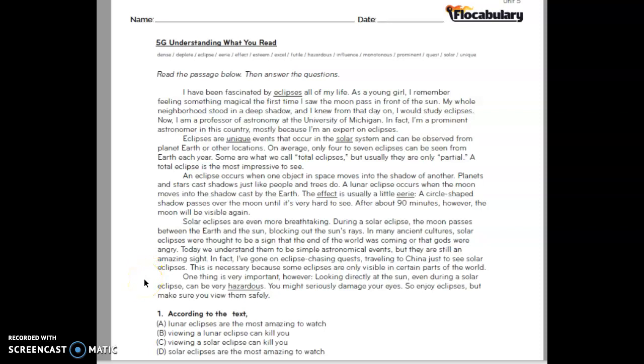One thing is very important, however. Looking directly at the sun, even during a solar eclipse, can be very hazardous. You might seriously damage your eyes. So enjoy eclipses, but make sure you view them safely.